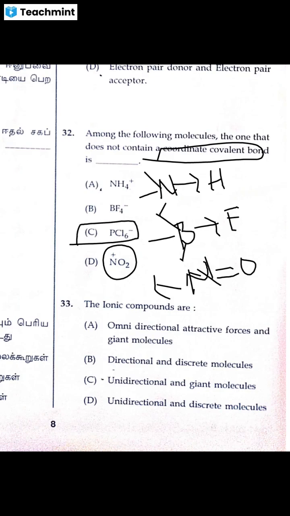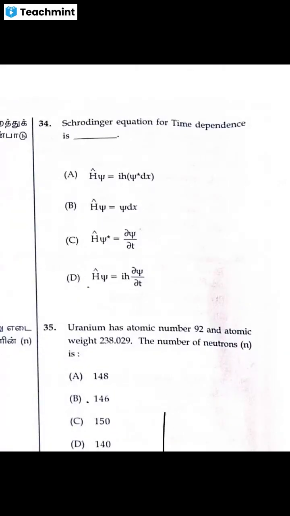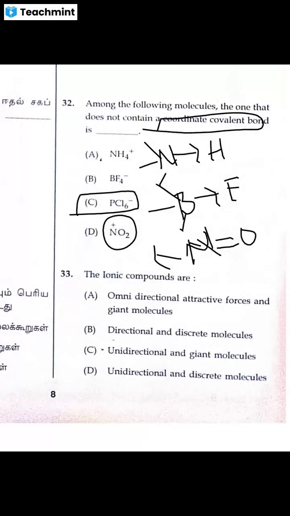Next question. Yes, ionic compounds are non-directional. Actually, non-directional should have been given, but in the question they have given omnidirectional. Omnidirectional means in all directions, it does not point in one single direction. According to that, option A is the correct answer.